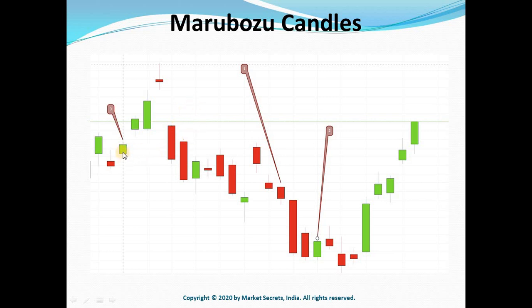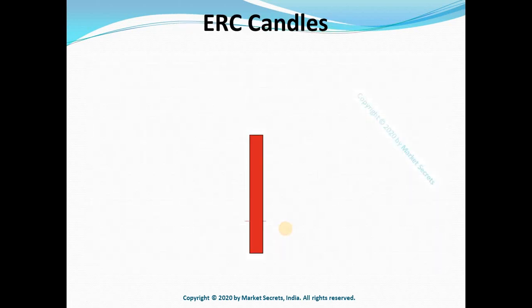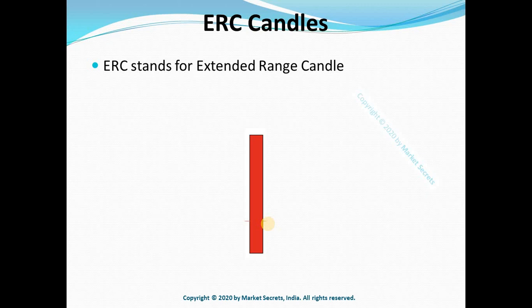So if you look here, there are no wicks here. Likewise, there are no wicks here, and this candle has just a small wick. So these kinds of candles are called Marubozu candles. And the third item in the list today is ERC candles. The ERC stands for extended range candles.